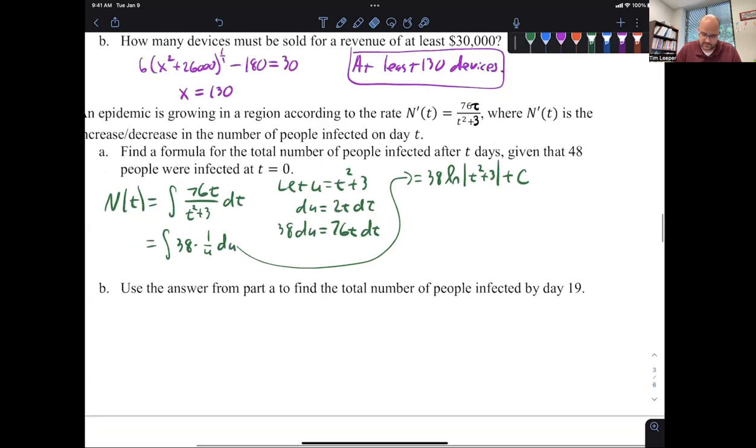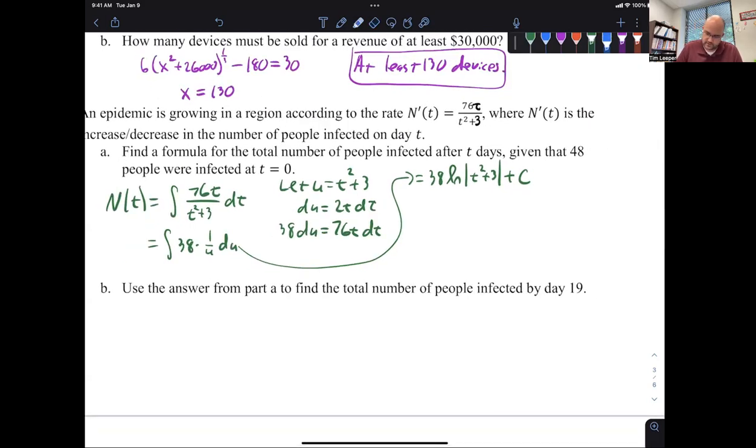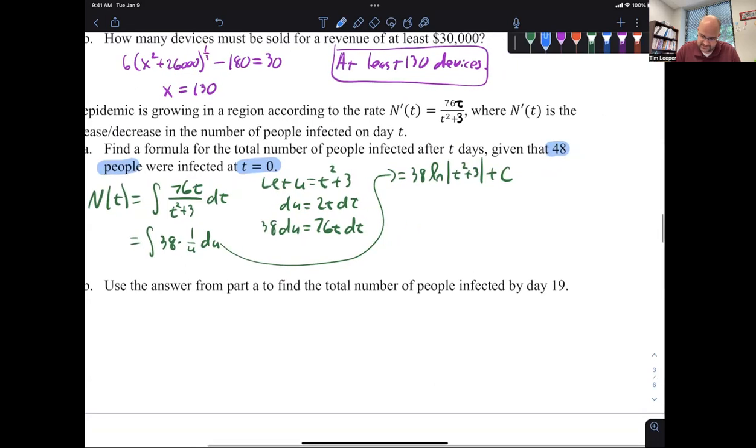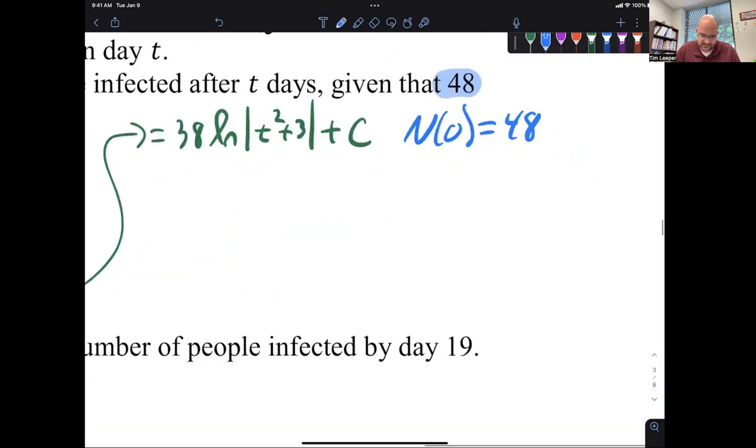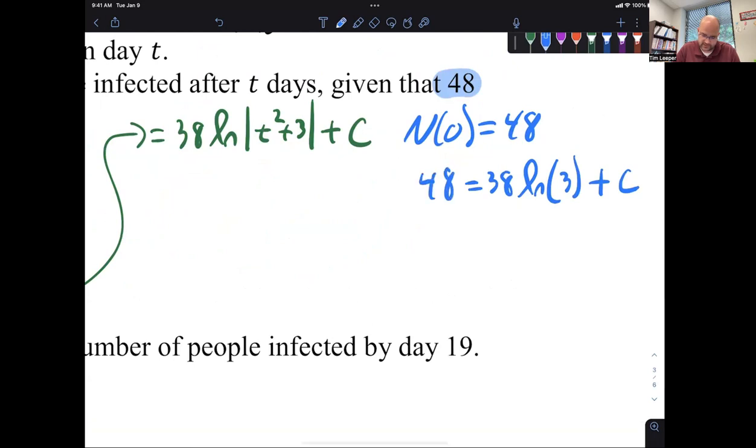Now that we have that, and I'm going to ignore the absolute value from now on, notice that it says 48 people were infected at t equals 0. So what that's telling me is that n of 0 equals 48. So 38 times the natural log of 0 squared plus 3, which is 3, plus the constant has to be 48. So the constant is 48 minus 38 times the natural log of 3.